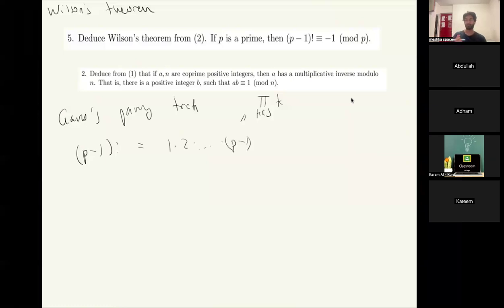I pair each element with its multiplicative inverse. Okay, but then how come I don't get congruent to 1 mod P? I pair each one with its multiplicative inverse, so I just get 1 times 1 times 1. Why doesn't it work? Why am I not getting 1 mod P? Why is it minus 1?